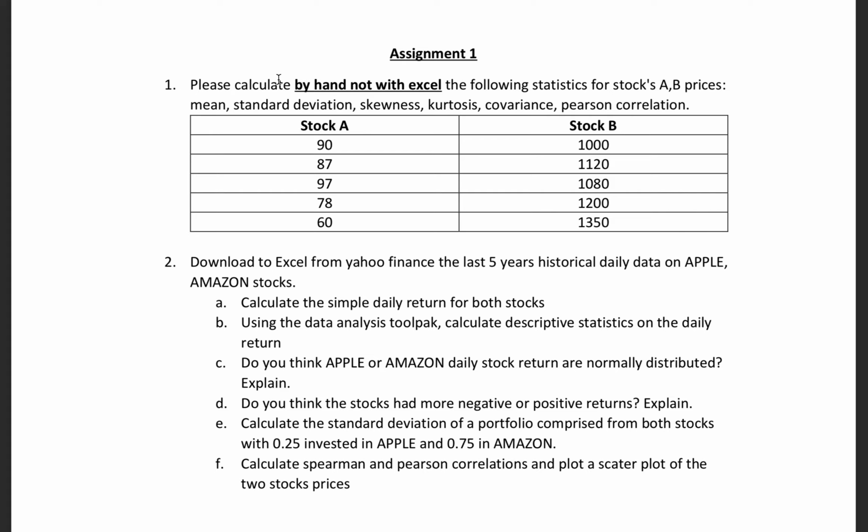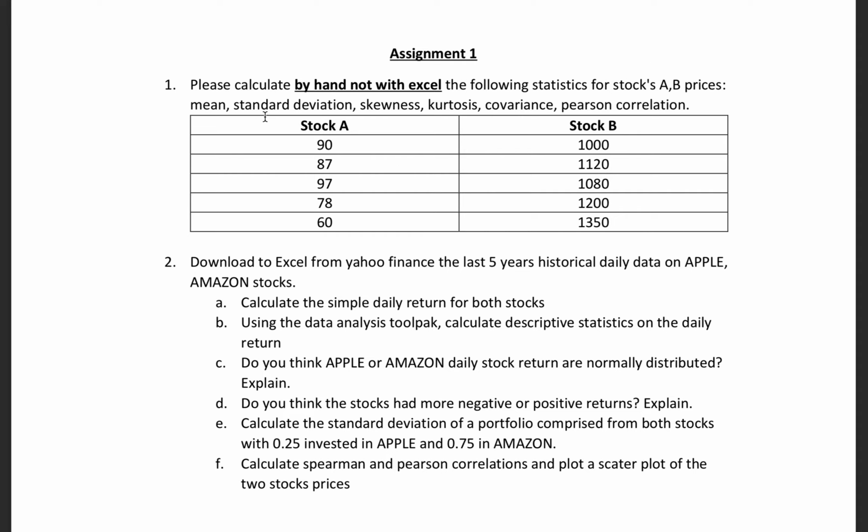So question 1, please calculate by hand, not with Excel, the following statistics for stocks A and B's prices. Mean, standard deviation, skewness, kurtosis, covariance, and Pearson correlation. Just a disclaimer, we are not going to be doing Pearson correlation because it's pretty tricky to do by hand. That will most likely be given as an Excel output on the test, so I wouldn't worry about that. But let's get started with mean.